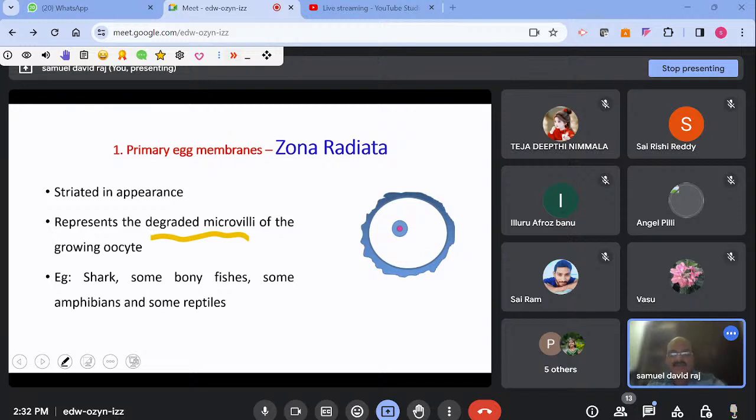So the oocyte, we know the plasma membrane is there. The plasma membrane in general can form microvilli in order to increase its surface area. Brush border, you know, you might have studied it during absorption. And these degraded microvilli, when they appear like a striated appearance, scientists call this zona radiata.